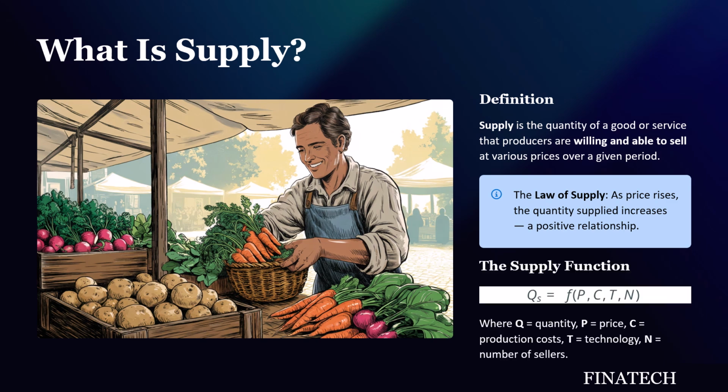The supply function: Qs is quantity, P is price, C is production cost, T is technology, and N is the number of sellers. This is the formula.